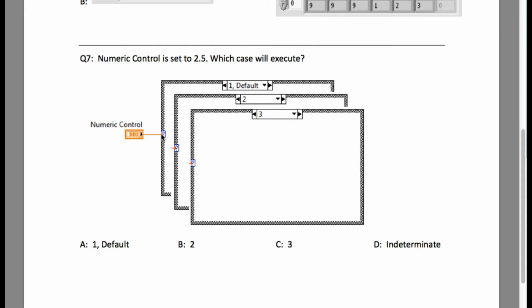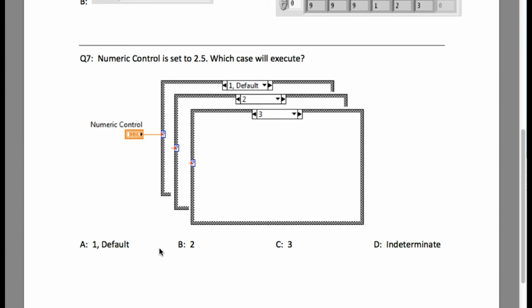Here, the double control is connected to the case structure and the case structure cannot actually accept the double input value. So the double is coerced into the integer value. Whenever the input is x to x.49, it will be coerced to x. And when it is x.51 to x.99, it will be coerced to x plus 1.